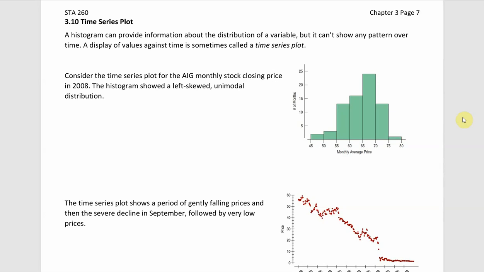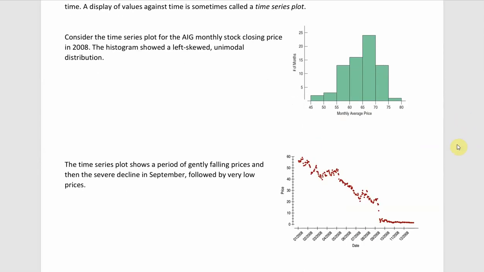But then if it's something where you'd anticipate that maybe the variable would change over time, you probably want to display that, right? You probably want to be able to see that visually. And that's where the time series plot comes in. And that's what this one down here with the maroon dots is.